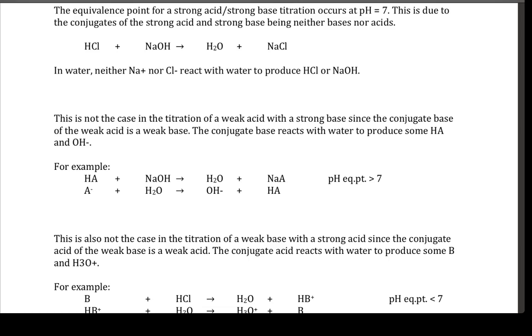So, for example, HA plus NaOH. HA is a weak acid. We're reacting it with the strong base NaOH. We get H2O plus NaA.